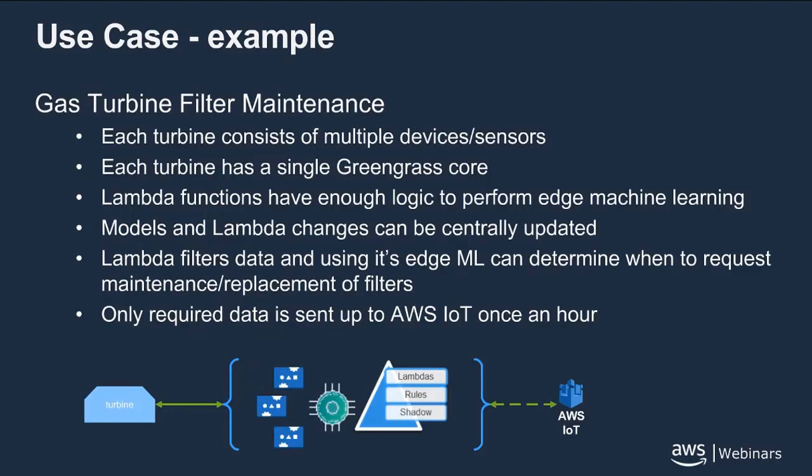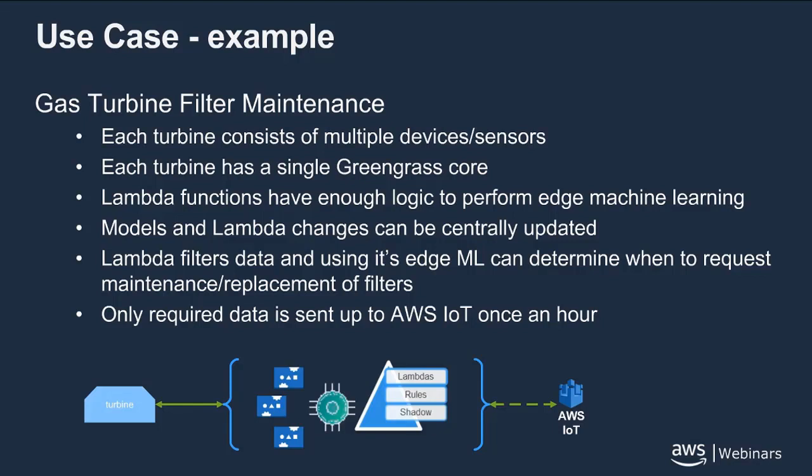Here's a short use case on a customer that actually implemented Greengrass. And so in this gas turbine environment, they have a lot of sensors. There's a lot of data that's actually generated on this device. In this use case, they wanted to look at the oil filters for this actual turbine. And so they were able to install a Greengrass core on a small device. They were able to get data from the sensors and have some basic machine learning models on that actual device that was able to predict when the filters needed to be replaced.